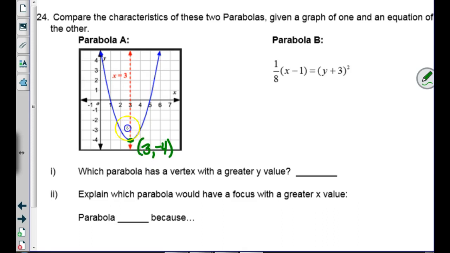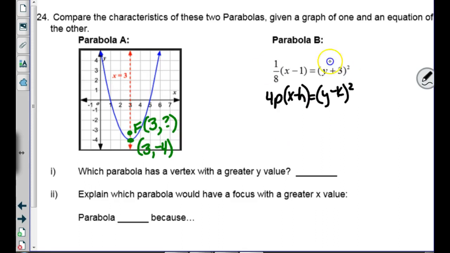Okay. Now, somewhere on this line is a focus. I don't know where it is, but the focus point would also be at 3 comma something, right? And there's a way we could figure it out, but it's long and time consuming. For now, let's just think. Okay, this one goes y minus k squared equals 4p times x minus h. Everybody find it? I just flip-flopped the sides to match what they had. So what can you tell me?